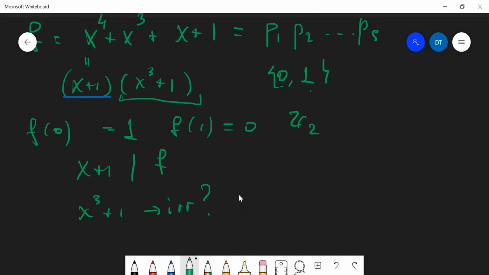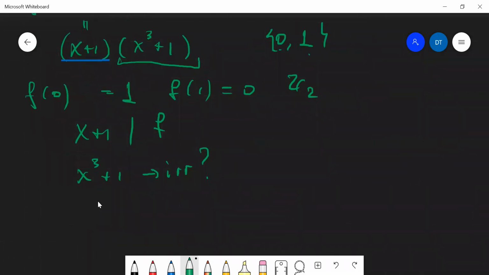Sure, because we can take x + 1 from it again. Okay, yeah, you're right, but let me formulate this in a slightly different way. It's a polynomial of degree 3, so it's irreducible if and only if it has no roots. Let's check whether it has a root or not. If you substitute 0, the result is 1. If you substitute 1, the result is 2, which is 0. So again, 1 is a root.